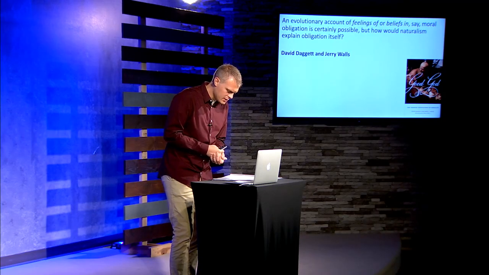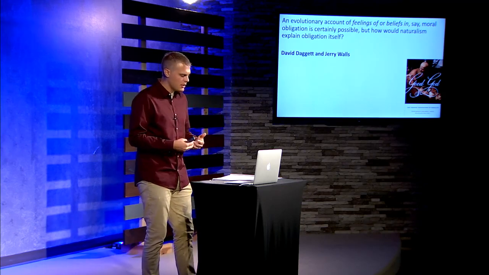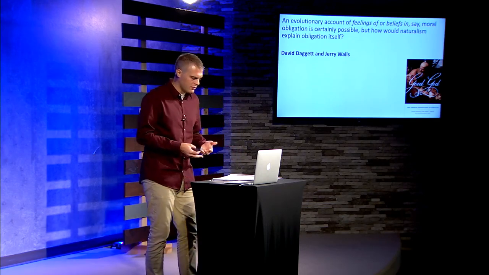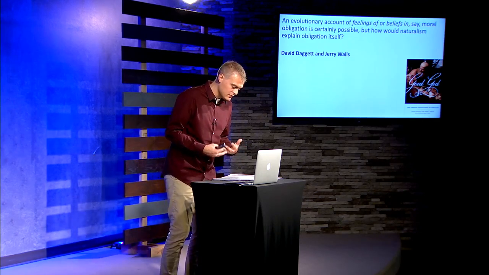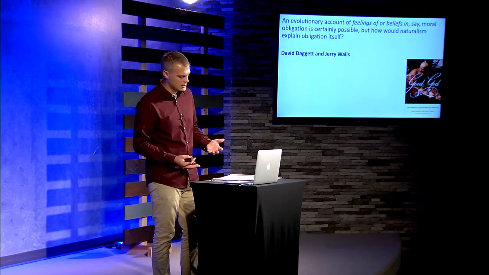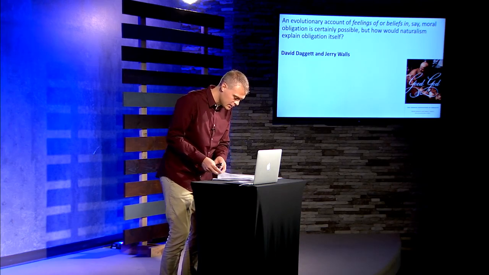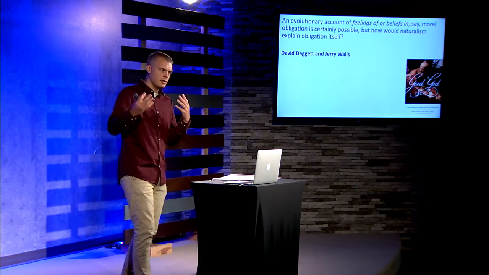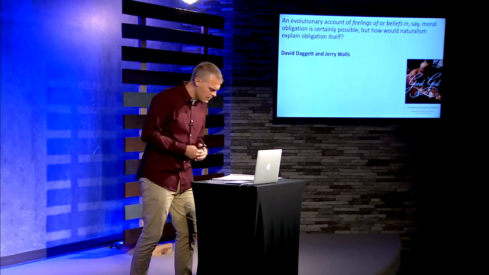And I think this objection falls into that error because the question of how our moral instincts developed over time is a separate issue from the ontological basis for our moral instincts and for moral values and duties. In their book, Good God, David Baggett and Jerry Walls address this point, and they say at most, evolution can tell us about the knowledge of morality, not about morality itself. They say an evolutionary account of feelings or beliefs in, say, moral obligation is certainly possible, but how would naturalism explain obligation itself? I think that's just a helpful thing to reference when we're dialoguing with people about this topic.